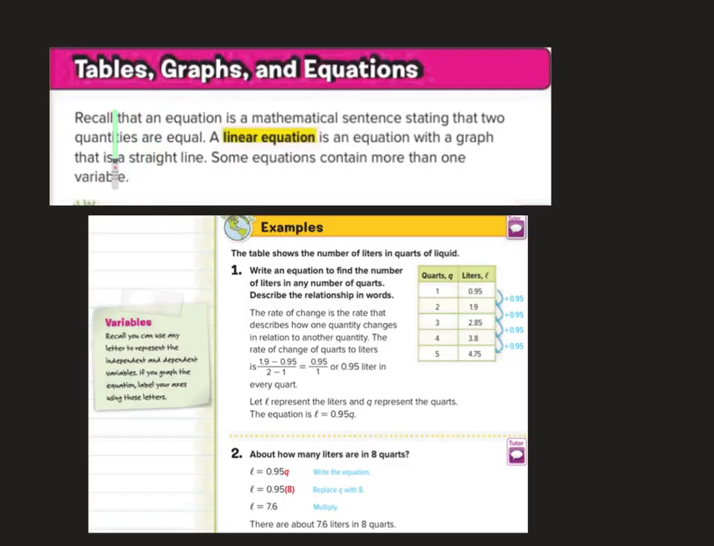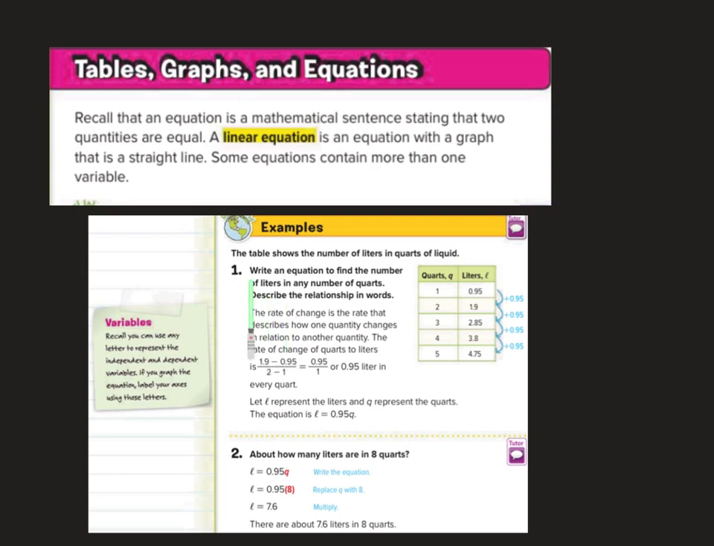So today we're going to be looking at tables, graphs, and equations. And as a quick reminder, recall that an equation is a mathematical sentence stating that two quantities are equal. A linear equation is an equation with a graph that is a straight line. Some equations contain more than one variable.